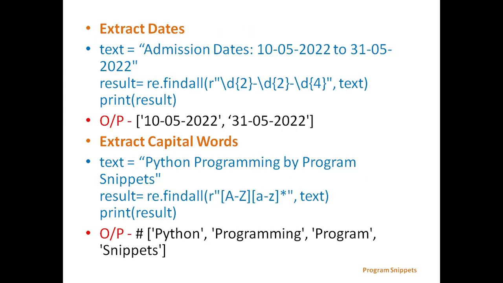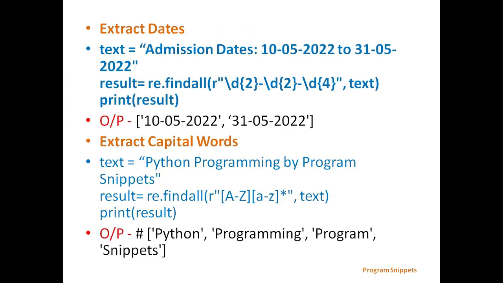Then we'll see extracting dates from the text. So we have defined a text with admission dates 10-05-2022 to 31-05-2022. And to extract the dates, we'll give the format: r with \d for 2 digits, then a dash, \d for 2 digits, then a dash, and 4 digits, so we'll give \d{4}. So when we execute, it will give 10-05-2022 and 31-05-2022.